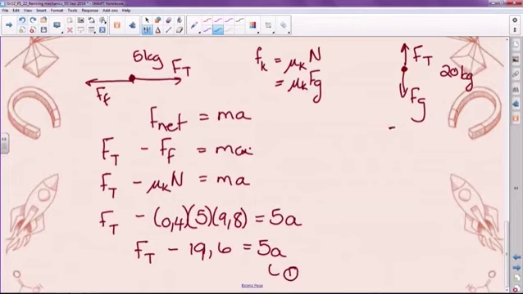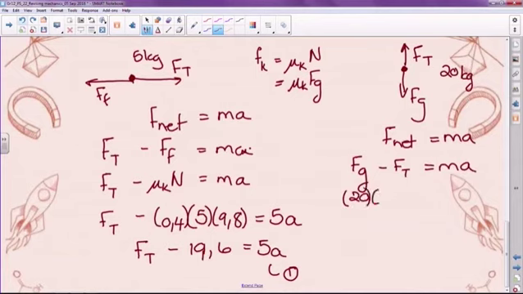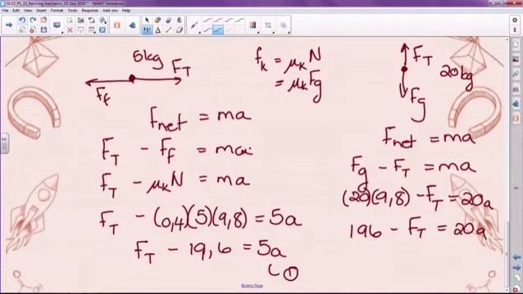Now we look at the 20 kilogram and we do the same thing. All right, so F net equals ma. This time Fg is bigger than Ft because the 20 kilogram is going to accelerate downwards. So Fg is going to be 20 kilograms times 9,8 minus Ft equals 20a. So that gives me 196 minus Ft equals 20a. Now, grade 12s, in terms of your science, that is done. That is the science. Out of the 5 marks, 3 to 4 marks here. Lots of little bits and pieces, but it's all here.